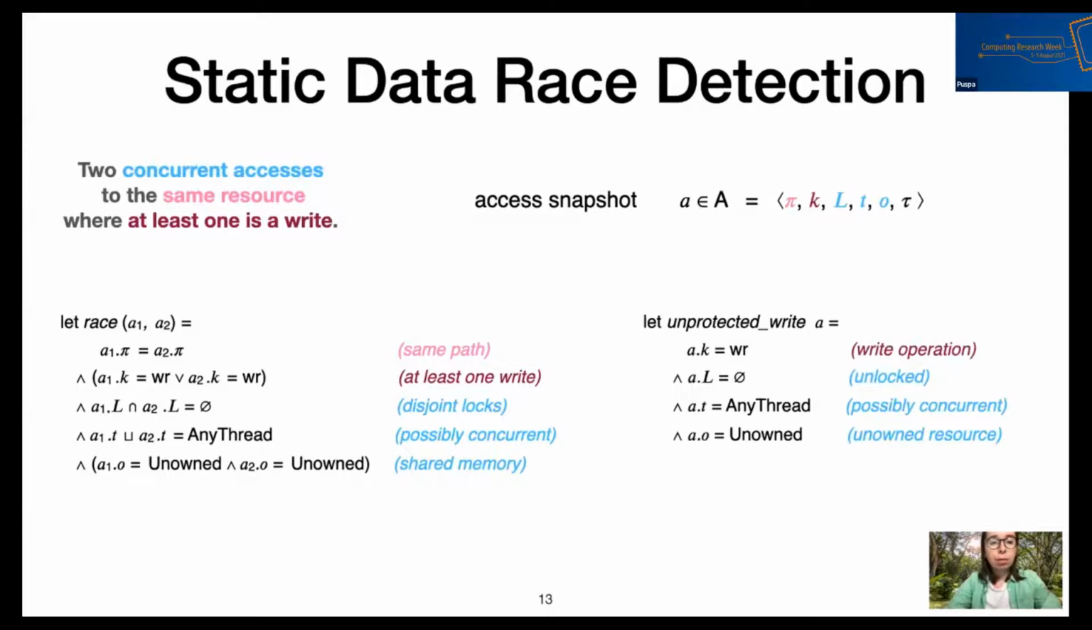An unprotected write, which is a special case of a data race, is one where a write access is not protected by any lock. It's executed from a thread which may run concurrently with any other thread, and its resource is not owned.